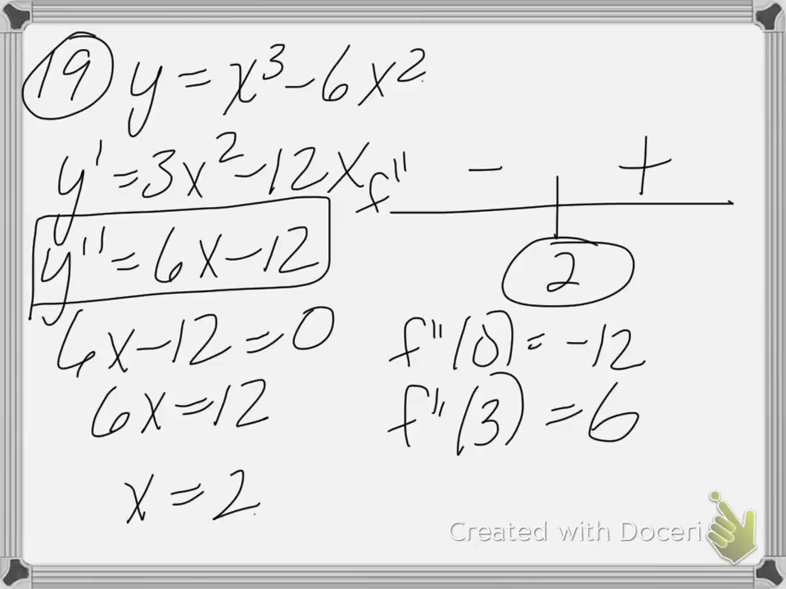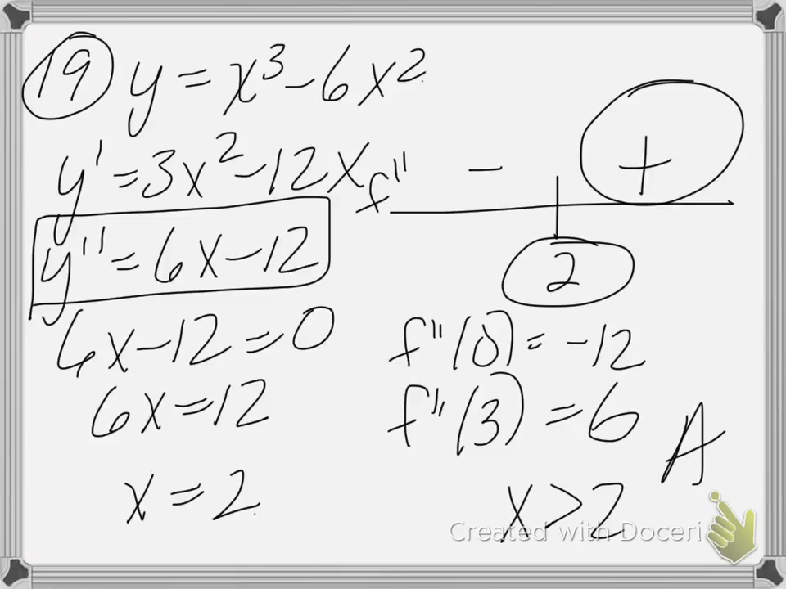And the question is asking for when it's concave up. So it's concave up when it's positive, so that means when x is greater than 2, it will be concave up, and that is choice A.